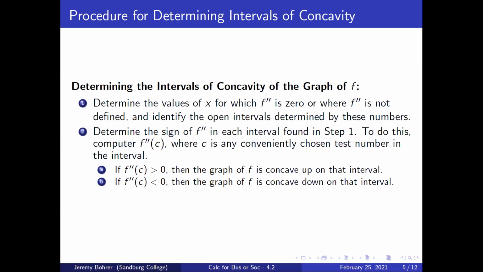To determine the intervals of concavity of the graph of f, first determine the values of x for which f double prime is 0 or where f double prime is not defined, and identify the open intervals determined by these numbers. Second, determine the sign of f double prime in each interval found in step 1. To do this, compute f double prime of c, where c is any conveniently chosen test number in the interval. If f double prime of c is greater than 0, then the graph of f is concave up on that interval. If f double prime of c is less than 0, then the graph of f is concave down on that interval.